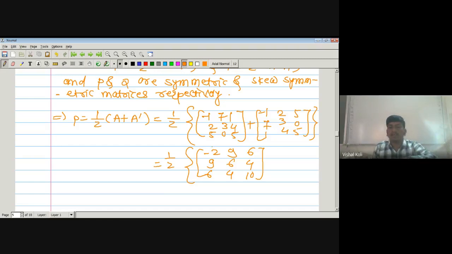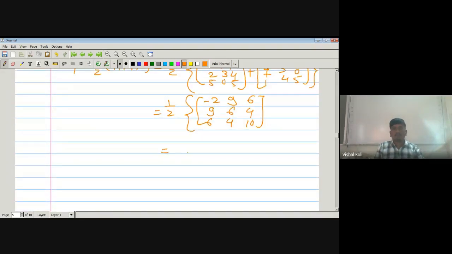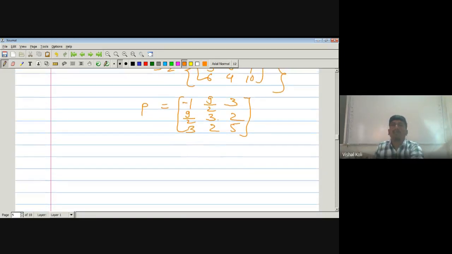So P is this matrix multiplied by the scalar 1/2. -2 divided by 2 is -1, 9/2, 6 divided by 2 is 3, 9/2, 3, 4 divided by 2 is 2, 3, 2, and 10 divided by 2 is 5. This is P, a 3 by 3 matrix of this form, and from its nature a_ij equals a_ji for each i and j. Therefore P is a symmetric matrix.